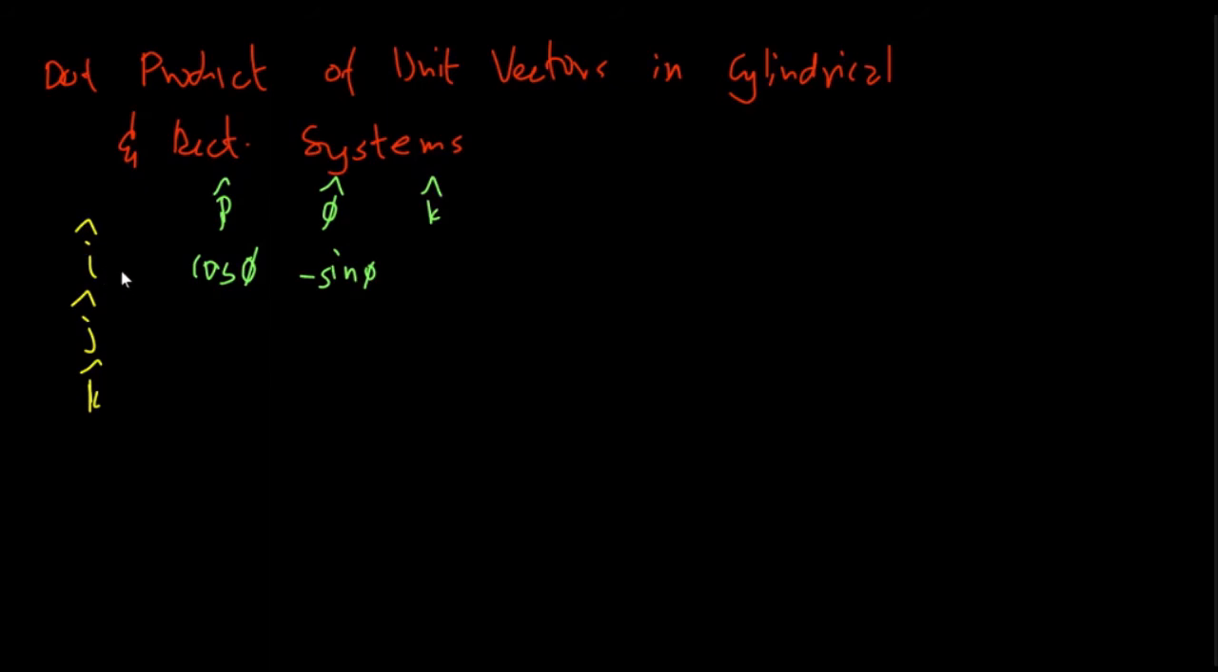So the dot product of i and k, as we discussed with the dot product of unit vectors in the rectangular coordinate system, if they are not the same unit vectors, this will be equal to zero. Then for j hat and rho hat, this will be sine phi. For phi hat and j hat, this will be cosine phi, positive. Then j hat and k hat will be zero. For k and rho hat, this will be zero. K and phi hat, this will be zero, and k hat dot k hat is equal to one. So this is the dot product of the unit vectors in cylindrical and rectangular systems. We will be using this on our first example for this topic.